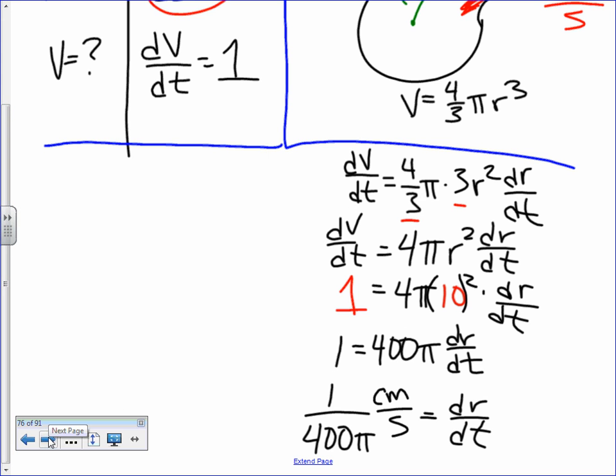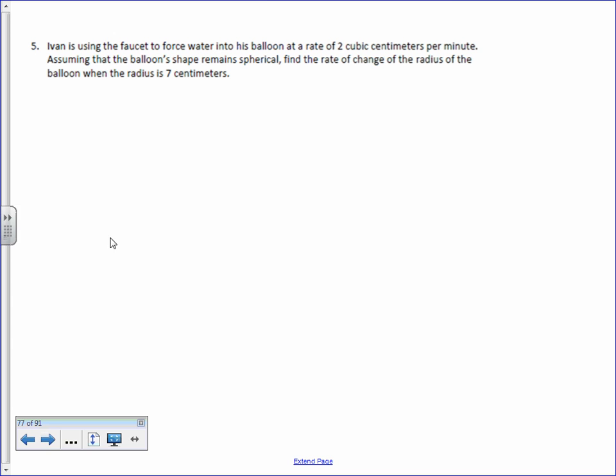Okay, going on to number 5. Ivan is using the faucet to force water into his balloon at a rate of 2 cubic centimeters per second. There's a balloon again. Here's my opening. The water's going in here at 2 cubic centimeters per second, or per minute, my bad. 2 cubic centimeters per minute.